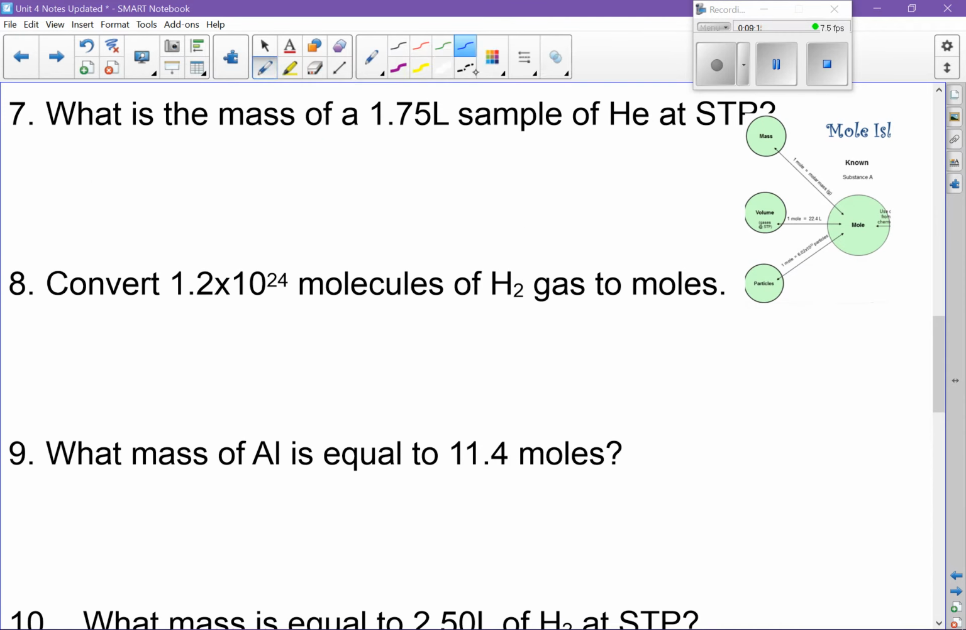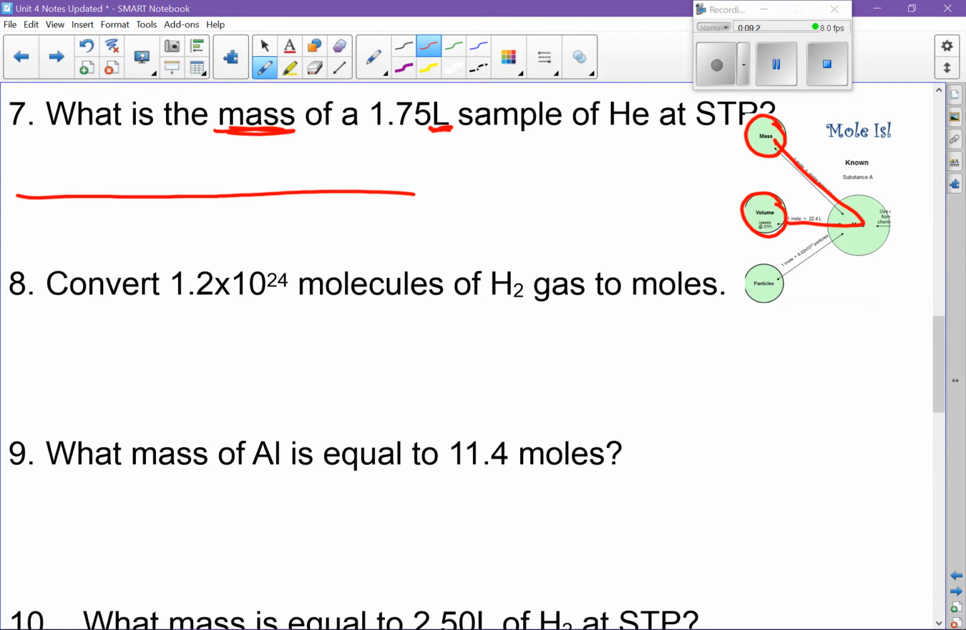Alright, next question. Things that I see in here. I see mass and I see liters. So mass is up here and volume is here. That takes 2 steps to do. So draw yourself 2 fences. Start with what you're given.